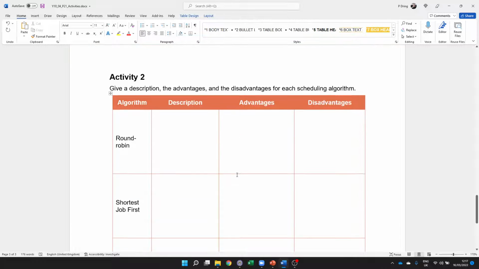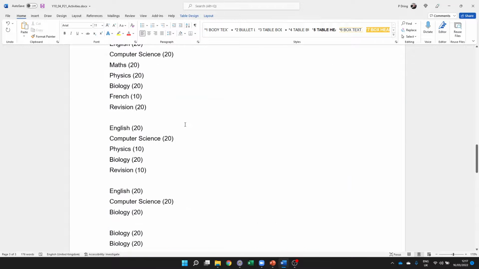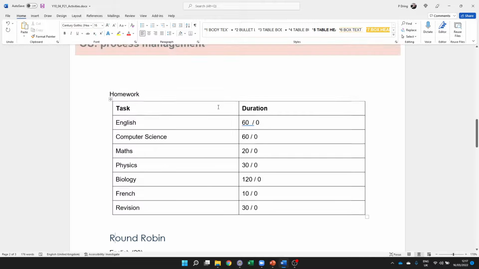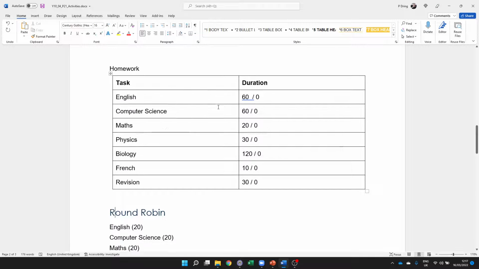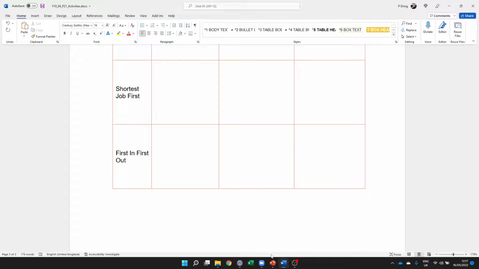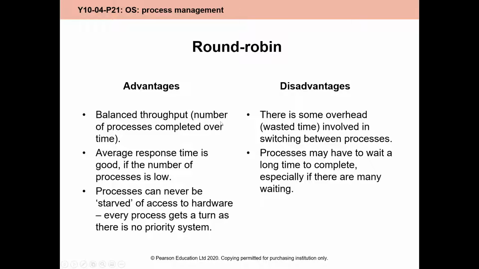Your extension is to, once you've written advantages and disadvantages in the description, do what I've done here for round robin, but do the same for shortest job first and first in, first out. Just check that there aren't any more slides. I don't think so. We'll leave the summary slides up on here so that you've got them.